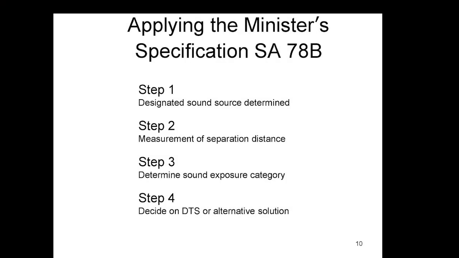So in following the Minister's specification, there are 4 steps. The first is to determine what the designated sound sources are, the ones that are relevant, and you get those from the overlay. Having established those sound sources, the next step is to then determine the measurement of the separation distance between the sound source and the new building. That will then tell you what the sound exposure category is that you need to apply to the building. And lastly, the last step is, of course, to decide with that information whether you are going to go for a deemed to satisfy solution or for an alternative solution.